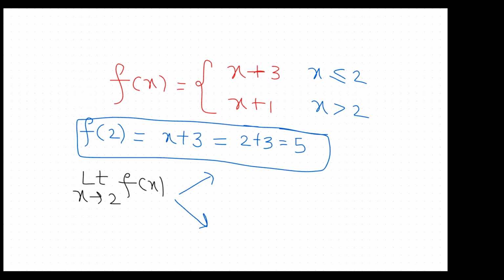If you go in the neighborhood below 2, you are supposed to take x plus 3. If you go above 2, you are supposed to take x plus 1. Now what to do, sir? Substitute the limit directly. If you substitute the limit directly, how much will you get? Substitute the limit directly, that's what I did. If I don't get a proper value, what will I do?